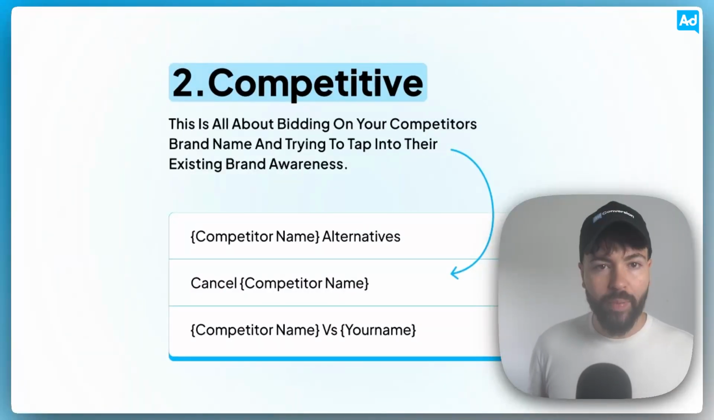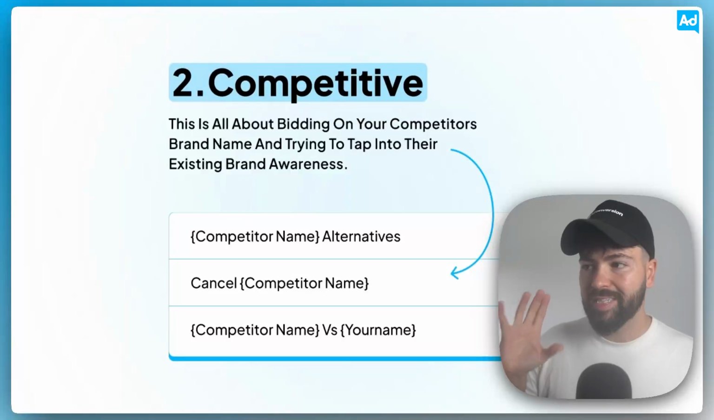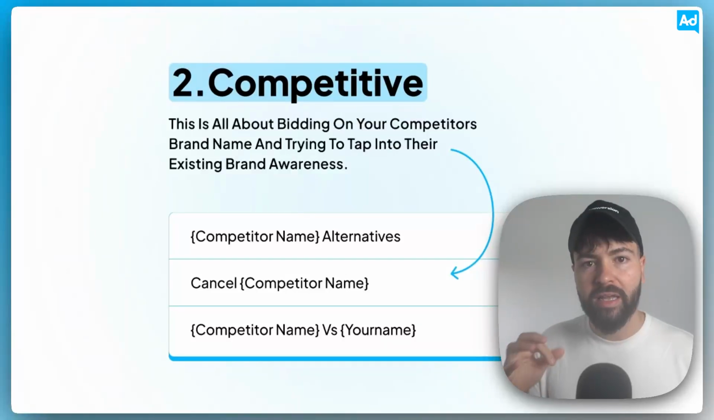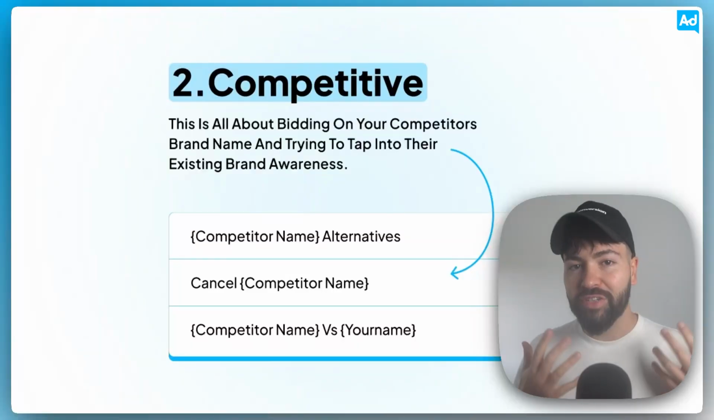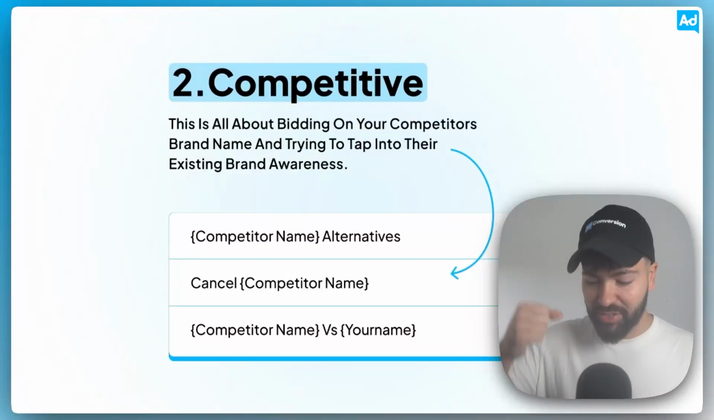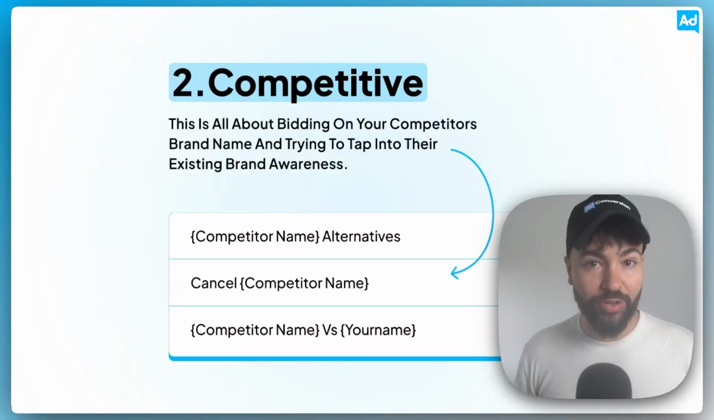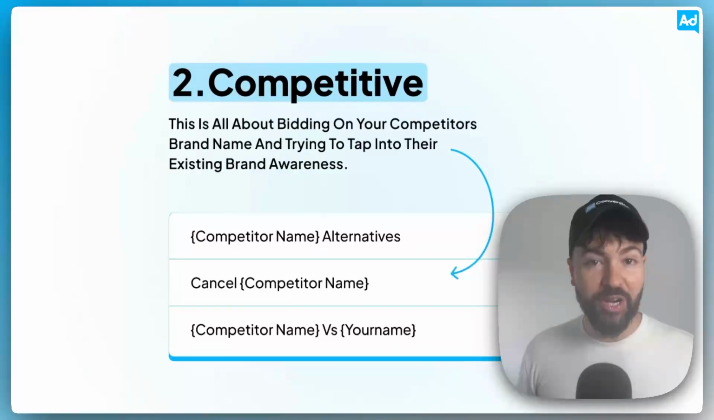The second one is competitive. This is all about bidding on your competitor's brand name and trying to really tap into their existing brand awareness. What you're really trying to do is go on offense, right? If you decide to do competitive bidding, this is basically like drawing a stake in the ground and telling your competitors that you acknowledge them and that you are trying to outcompete them.